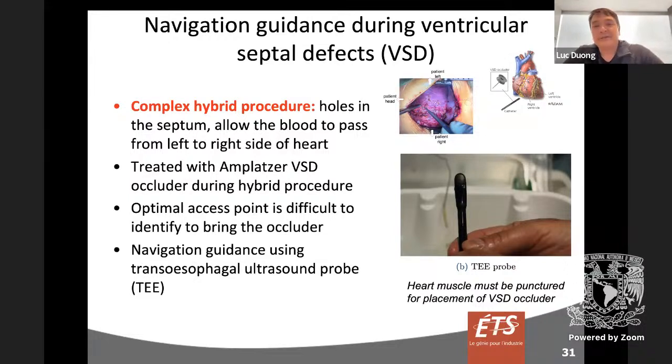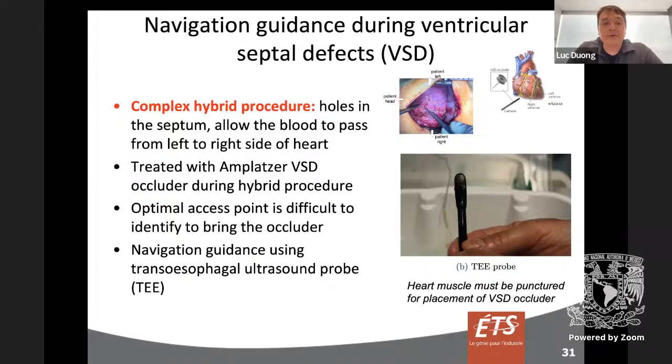Usually, VSDs are treated using a hybrid procedure when you have the cardiac surgeon and the interventional cardiologist working together. So the cardiac surgeon is doing the open heart surgery, and the interventionist has to go and puncture the heart to access the VSD, and to be able to put a plug called an Amplatzer VSD occluder during the hybrid procedure, and after that it shuts off the VSD.